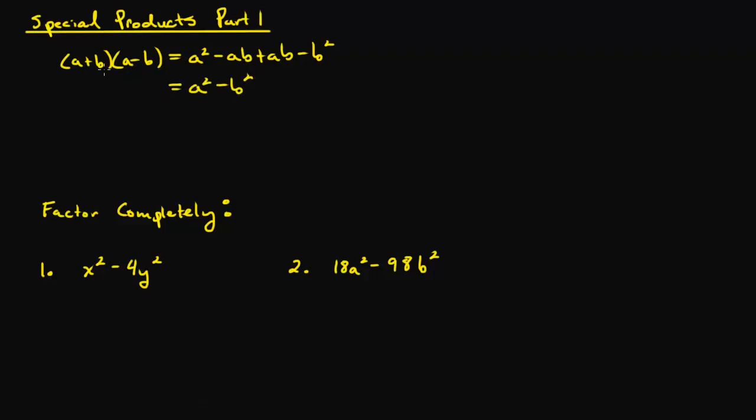So anytime that you multiply what are called conjugates, these are called conjugates, the middle terms will be opposite in sign. So you'll end up getting what's called a difference of squares. So this is called a difference of squares.